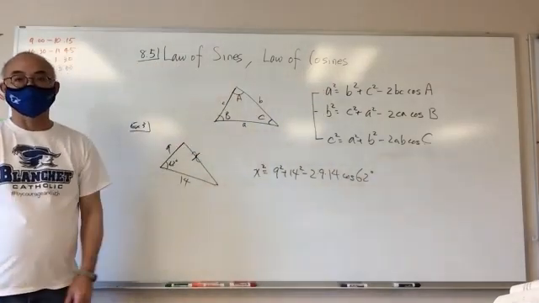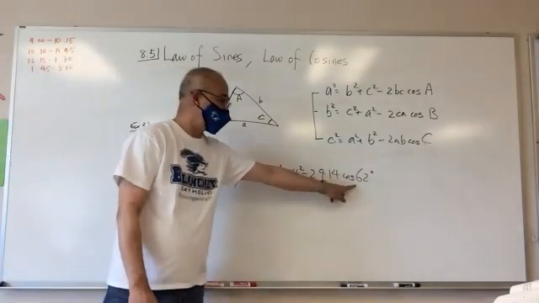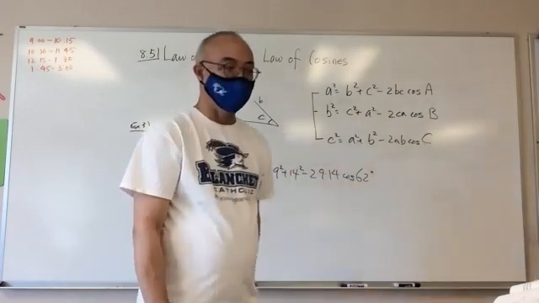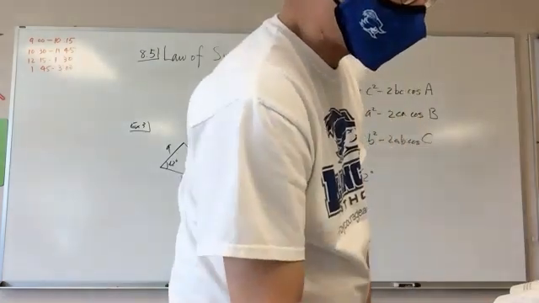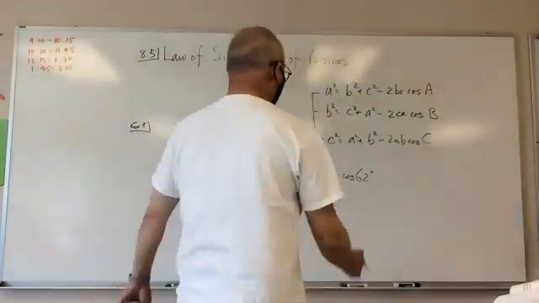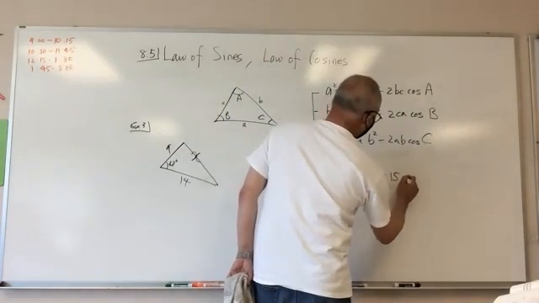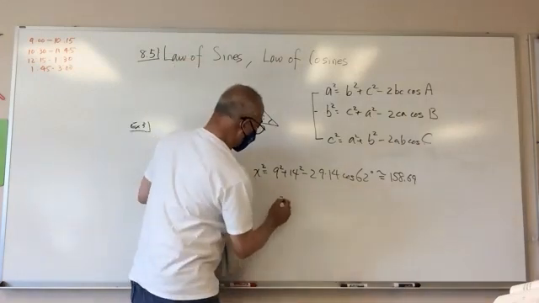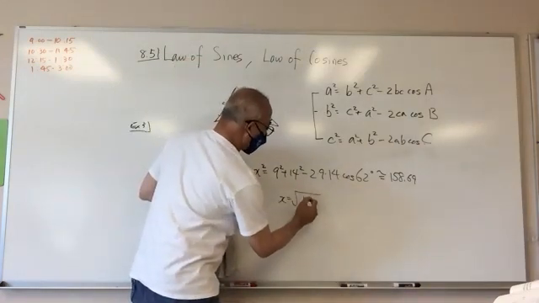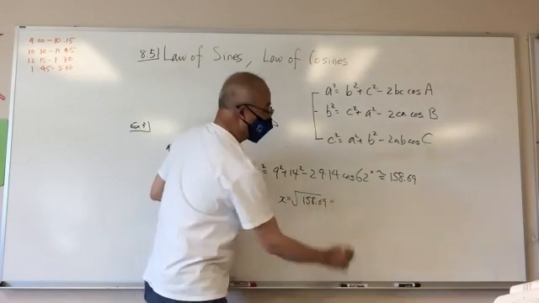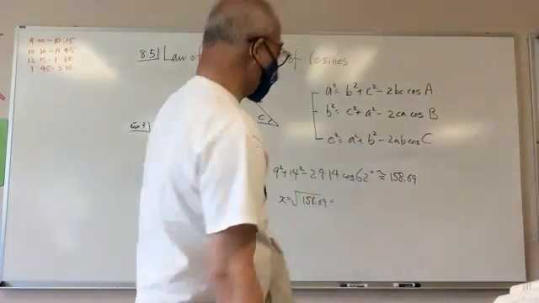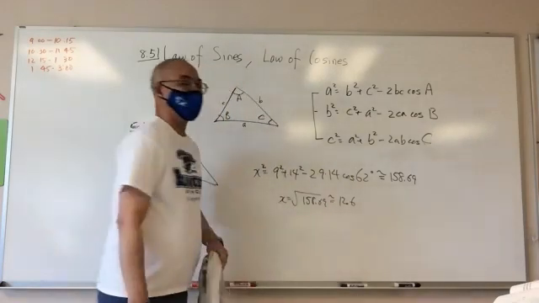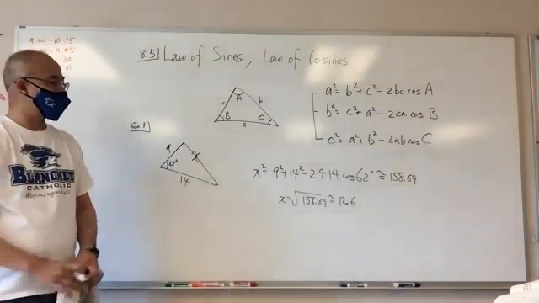You just do it in your calculator, because you can find what cosine 62 is. Then you multiply these all together and do it out. If you do that, you're going to get 158.69. So x squared is 158.69, which means that x is going to be the square root of 158.69, which is about 12.6.